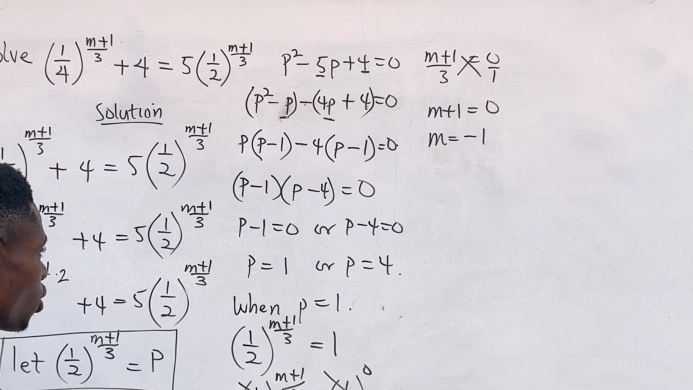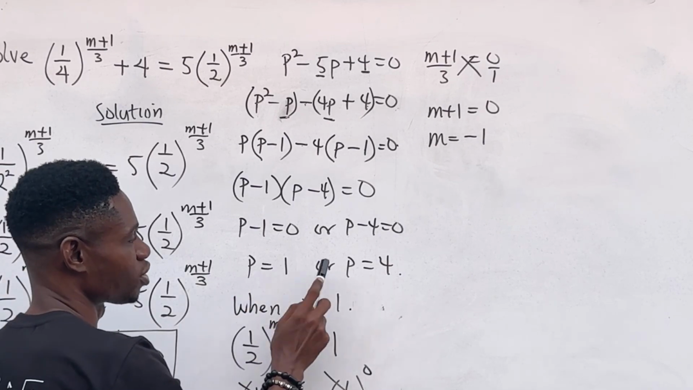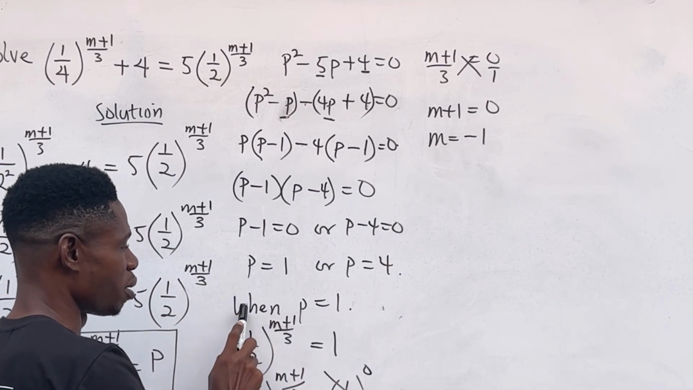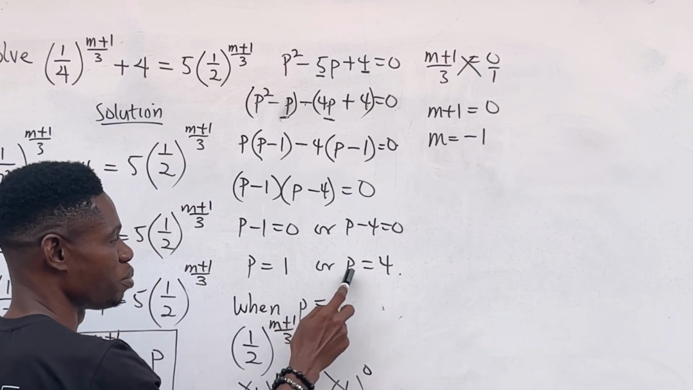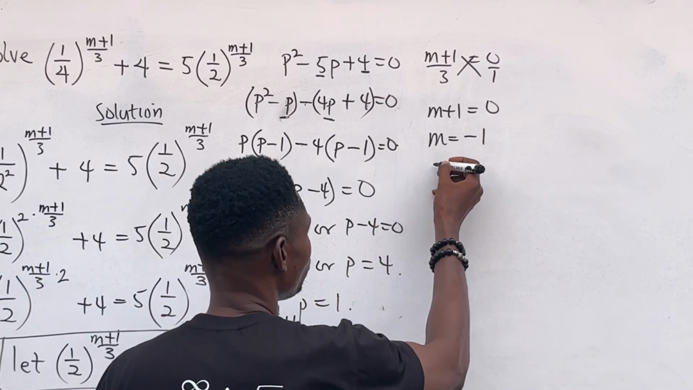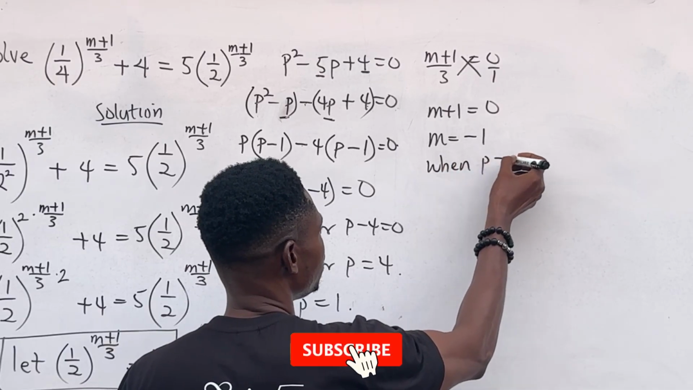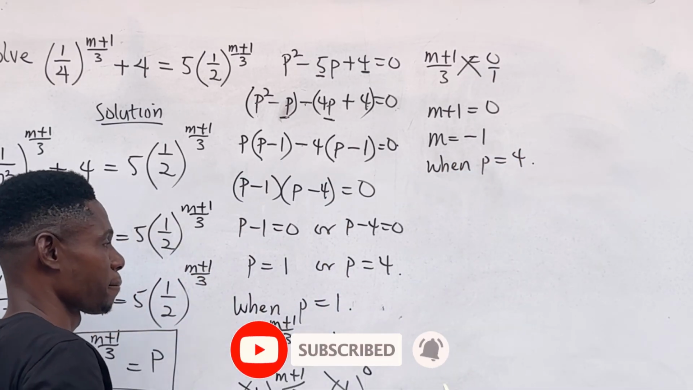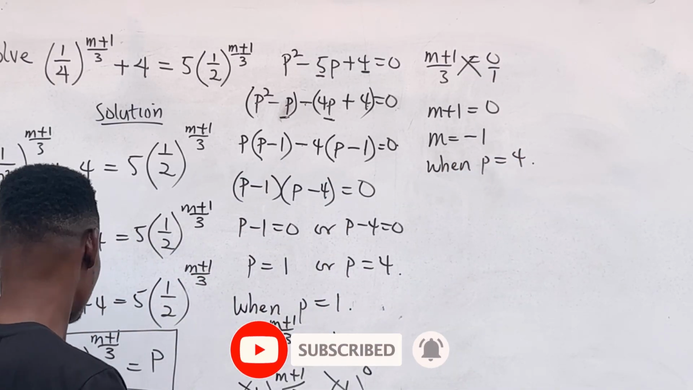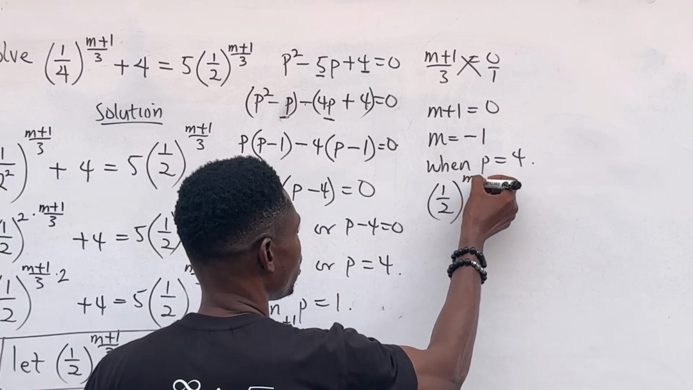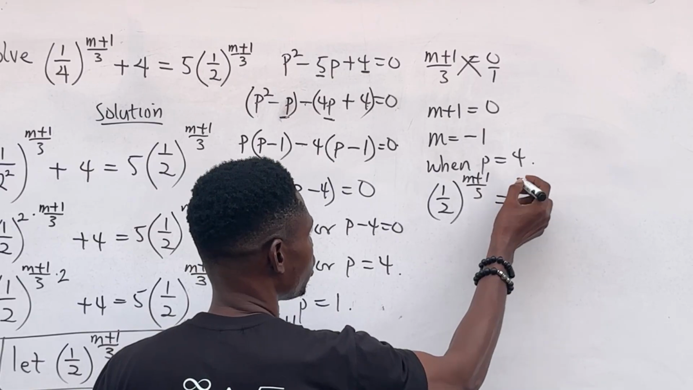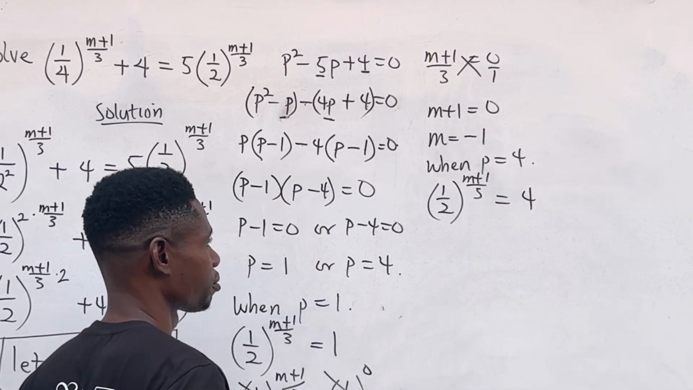Okay, but that's not all. Remember, we had two cases of p. So we tried the first one when p is 1. We have m as minus 1. So what about when p is 4? So when p is 4, we bring back our half raised to the power m plus 1 over 3 equal to p, which is 4.